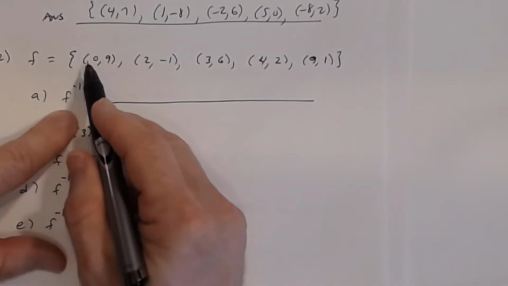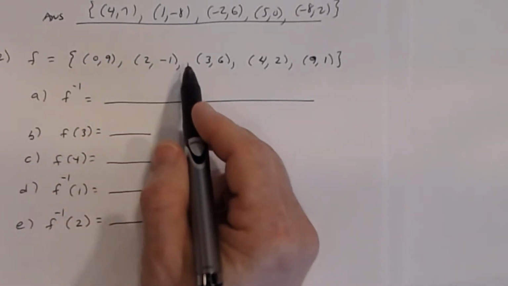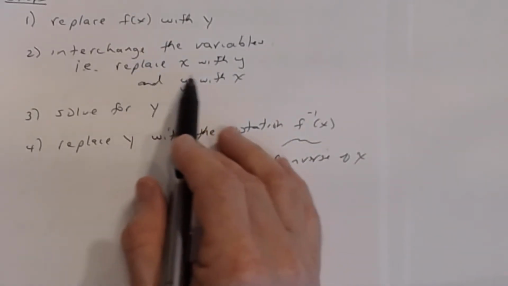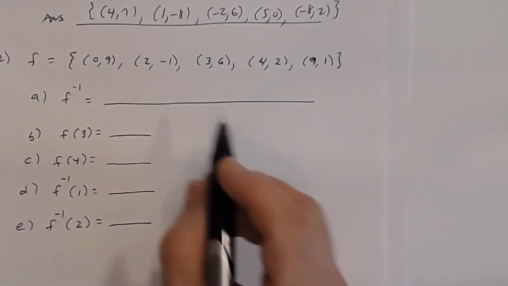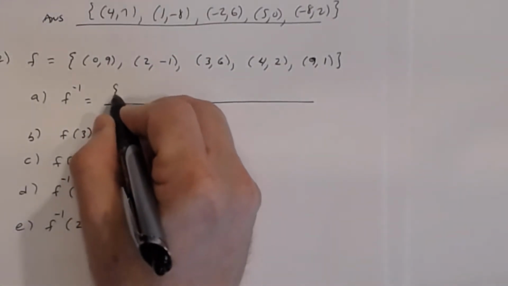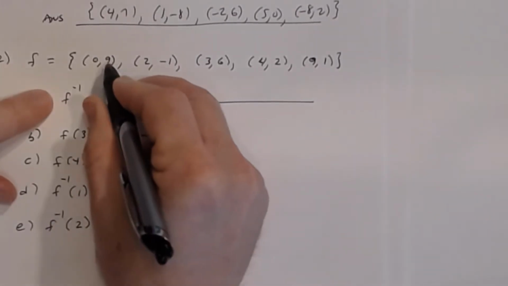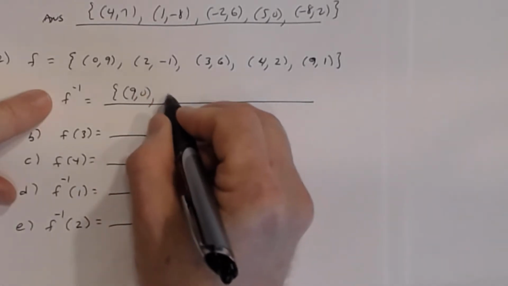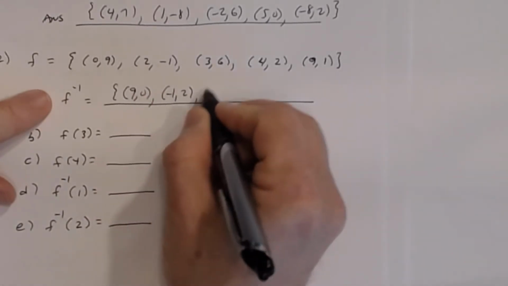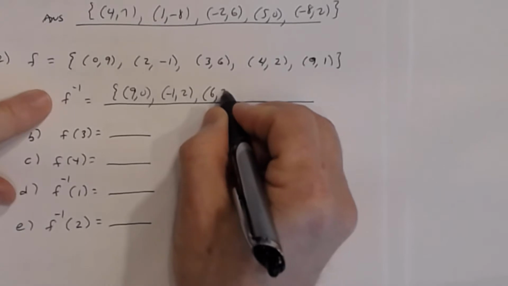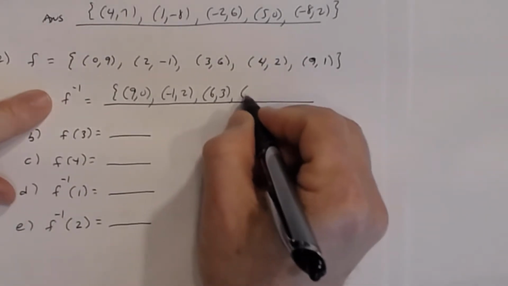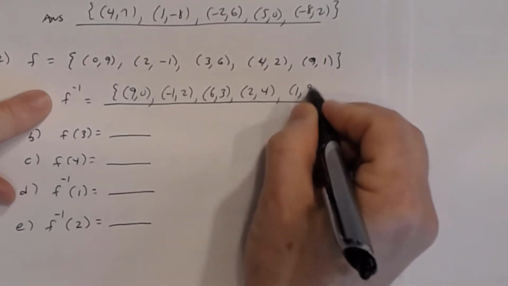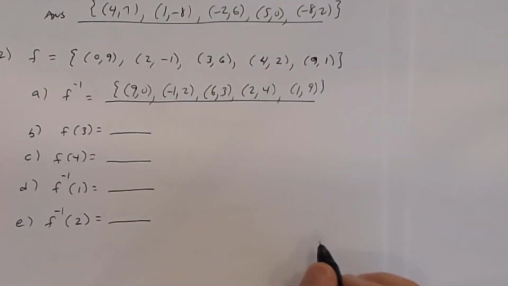Now remember this means f inverse. To find f inverse of a set of ordered pairs, all you do is interchange the coordinates. That's all you do. So here's the answer: (0, 9) becomes (9, 0). (2, negative 1) becomes (negative 1, 2). (3, 6) becomes (6, 3). (4, 2) becomes (2, 4). (9, 1) becomes (1, 9). That's all you do.